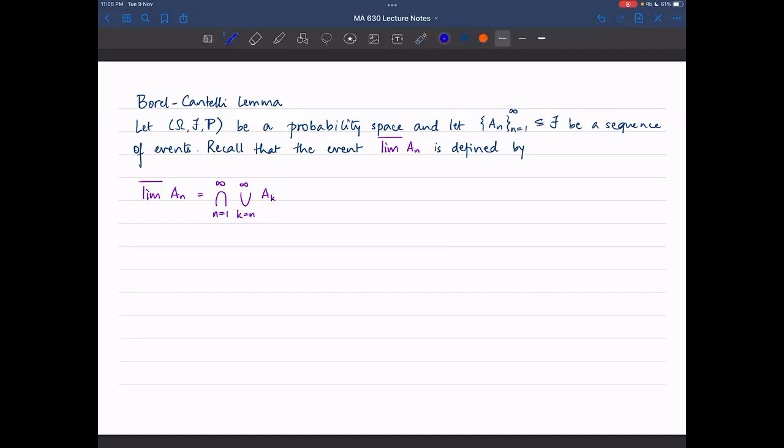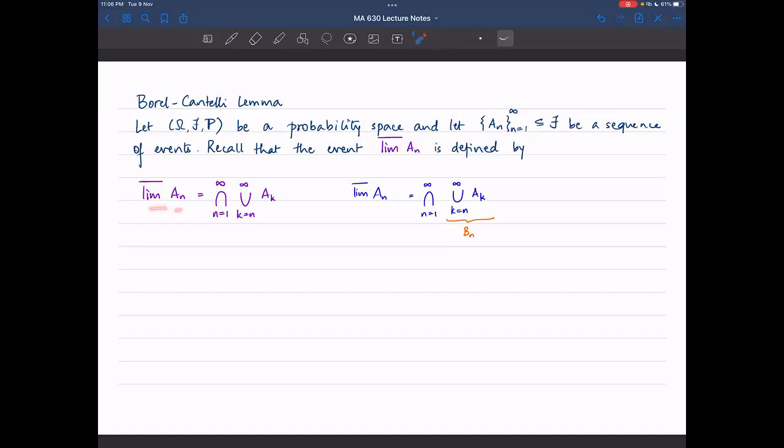In other words, here's what we're doing. For each n, we look at the union k going from n to infinity of A_k. Now, this is something that, of course, only depends on n. Perhaps you could call it B_n. And then what we're doing is taking the intersection of all such B_n's, n going from 1 to infinity. Whatever it is that we get, that's what we're taking as the definition of lim sup A_n. All right, so that's what we have.